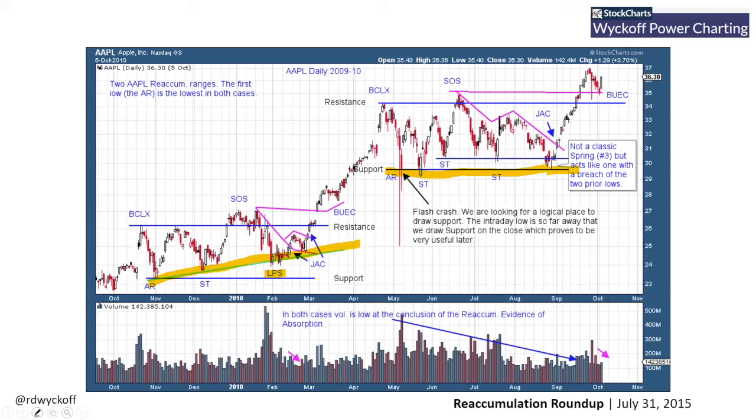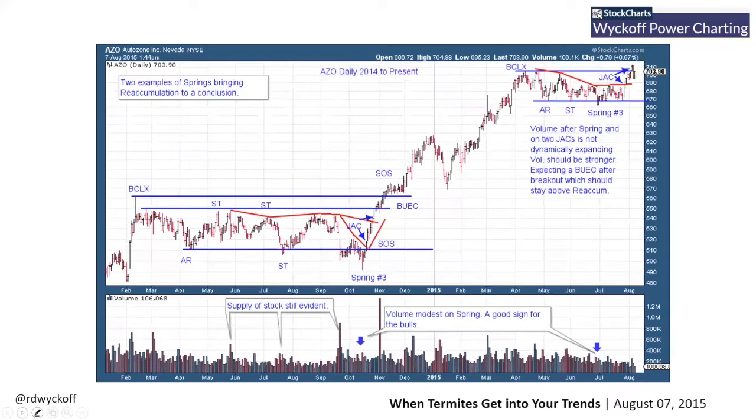Okay, so now let's keep moving here because we have a lot of ground to cover. This is just another example. You can go back and look at these as time permits. Here's another spring number 3. Spring number 3s are just springs that come on not expanding volume. The volume is relatively modest as it goes down, showing that there's a complete exhaustion of supply. And then it turns back up.